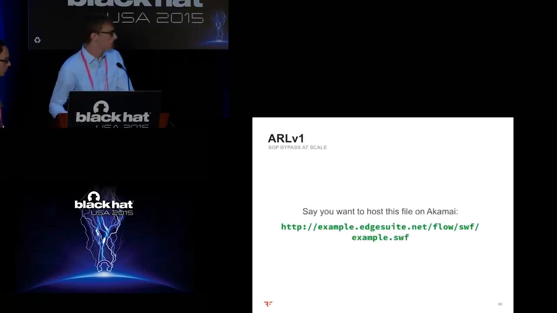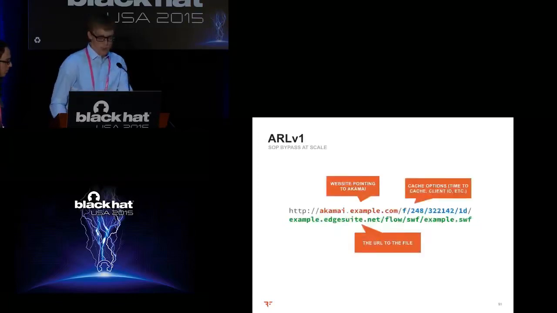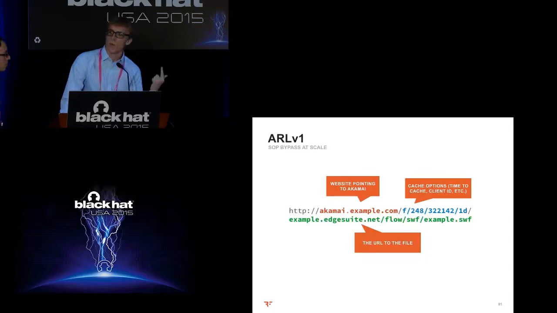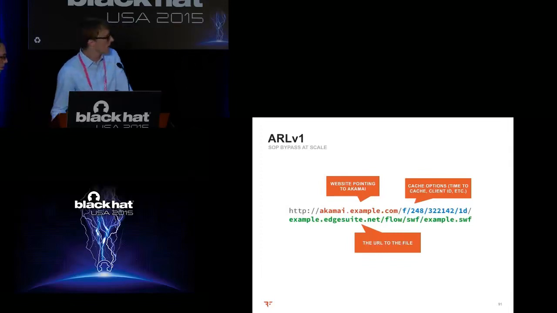So how does this work? We have an example Swift here, and we want to load it onto Akamai's network. And we want to do this via ARL v1s. So we construct this URL, and you can see here we have an endpoint of Akamai, and we have a few forward slashes as kind of a RESTful thing, and we pass different options to Akamai. We say, what's my client ID for Akamai? How long should this thing be storing the content? How often should it check back to see if anything's changed? And you'll notice we have this URL in it as well.